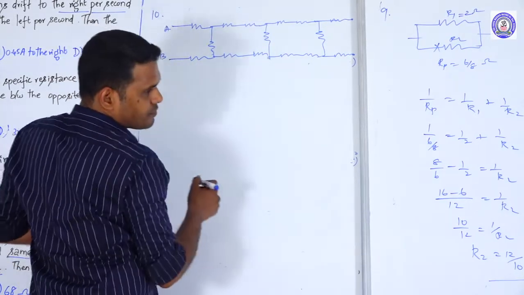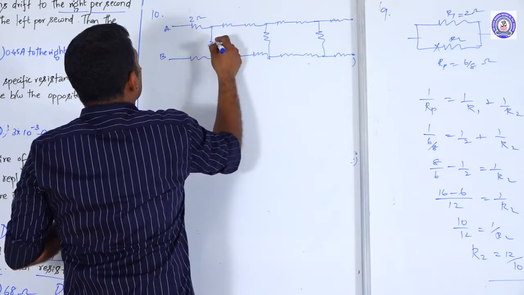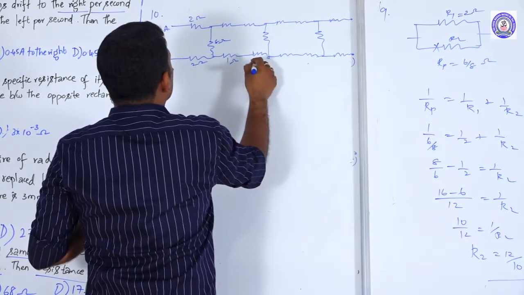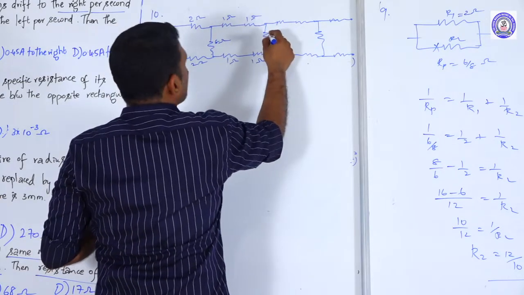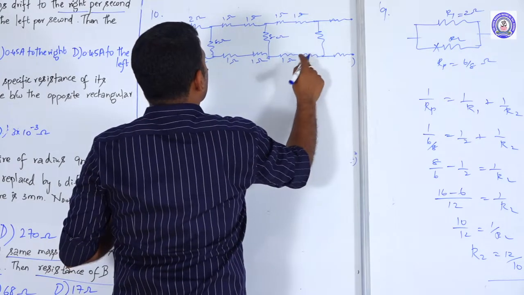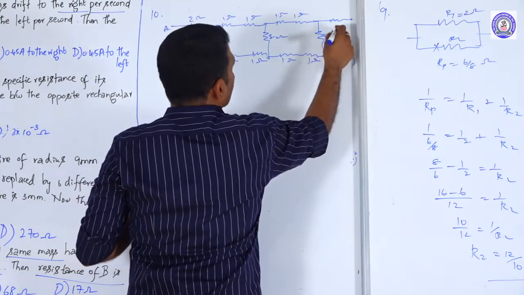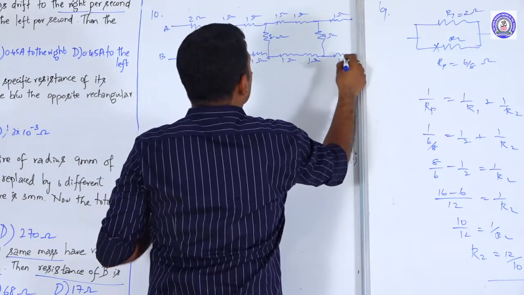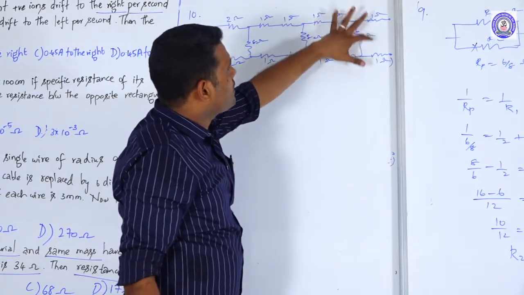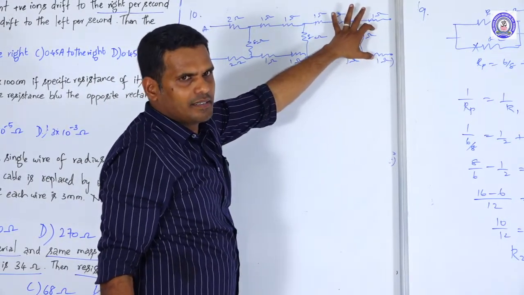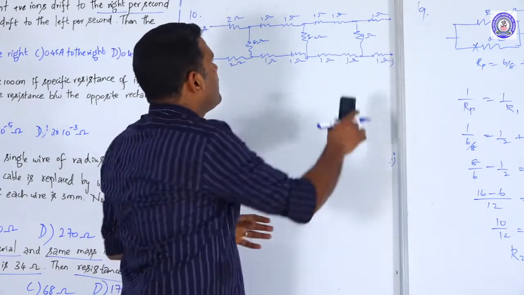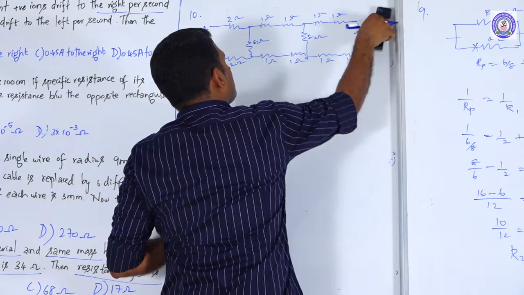This is AB, 2 ohm, A2, 2 ohm. This is 1 ohm, 1 ohm, 1 ohm, 1 ohm. A2, 1 ohm. As I told you earlier, these two resistances are redundant, which means no current will flow through these resistances because they are open. So I can remove these two resistances from the circuit.